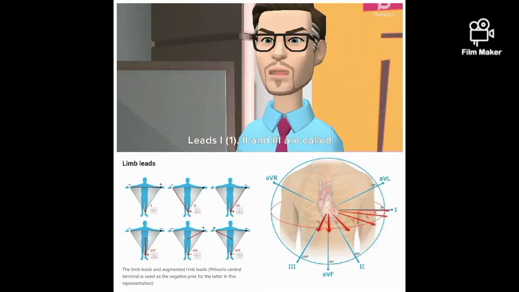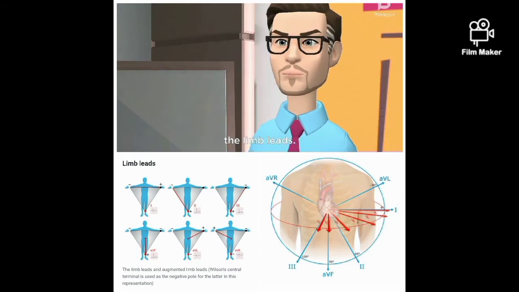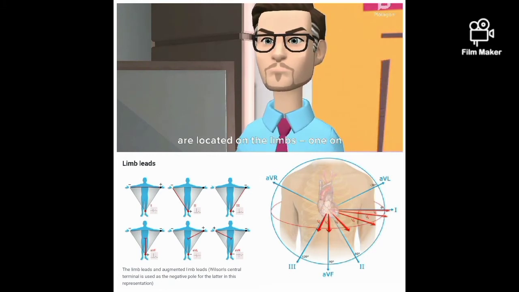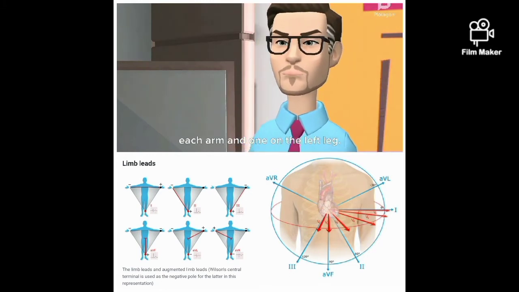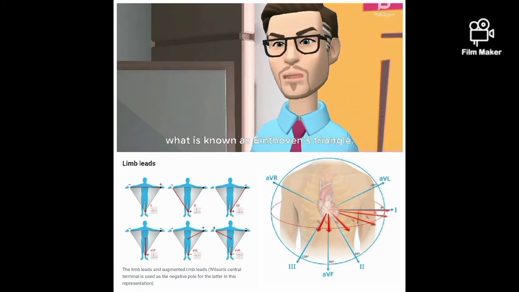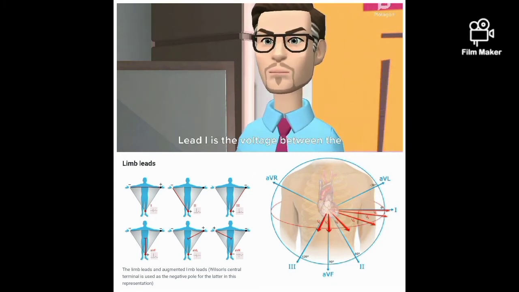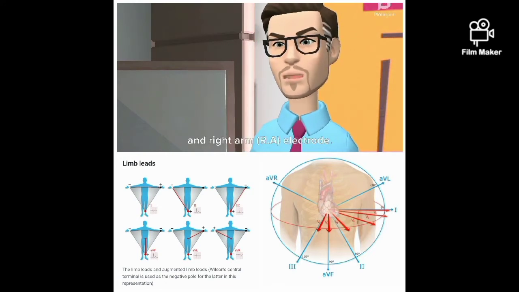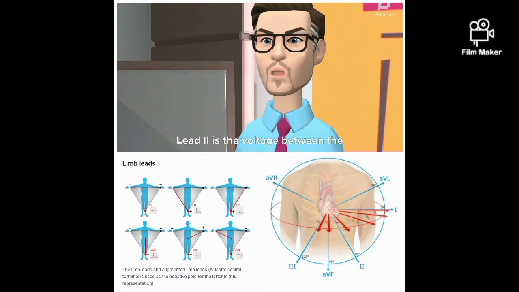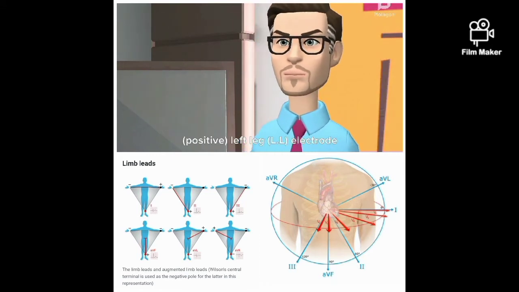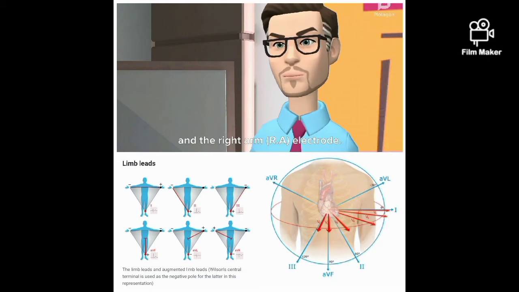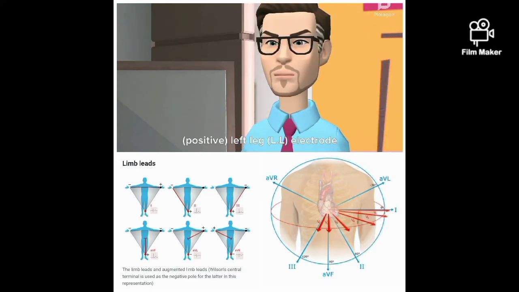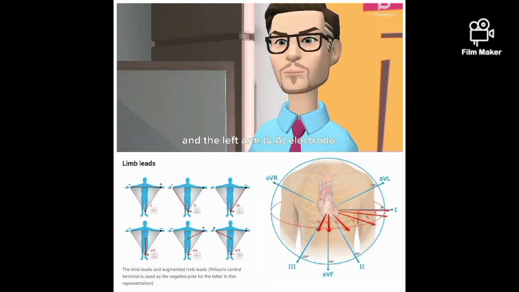Limb leads. Leads I, II, and III are called the limb leads. The electrodes that form these signals are located on the limbs, one on each arm and one on the left leg. The limb leads form the points of what is known as Einthoven's triangle. Lead I is the voltage between the positive left arm (LA) electrode and right arm (RA) electrode. Lead II is the voltage between the positive left leg (LL) electrode and the right arm (RA) electrode. Lead III is the voltage between the positive left leg (LL) electrode and the left arm (LA) electrode.